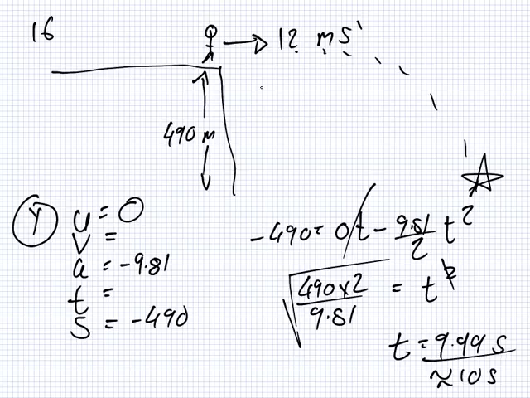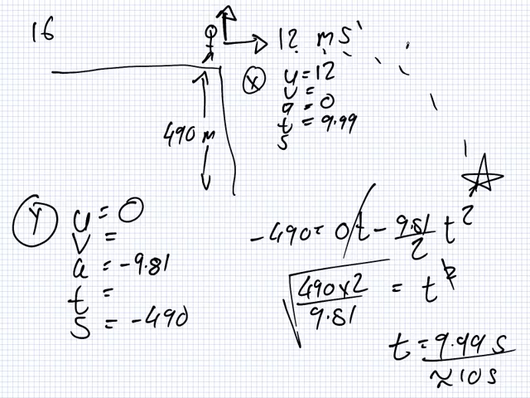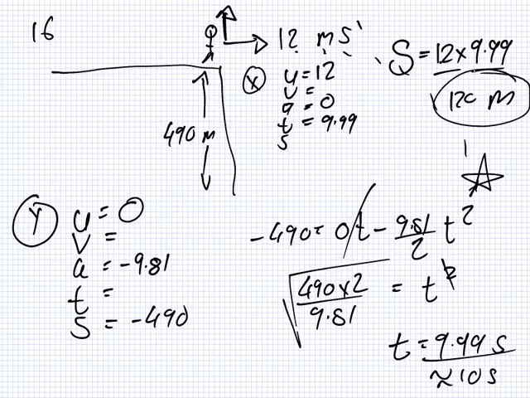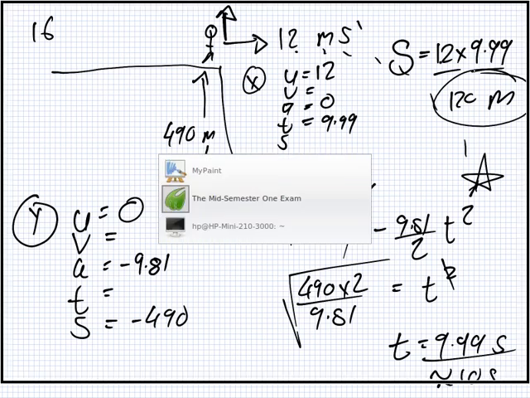So, if we look at the horizontal now, UVATS, the U is 12, V don't know, A is 0, because there's no horizontal acceleration. So this is distance, speed, time. The distance will be 12 times 9.99, the speed multiplied by the time, which is 120 meters is the answer here. 120.